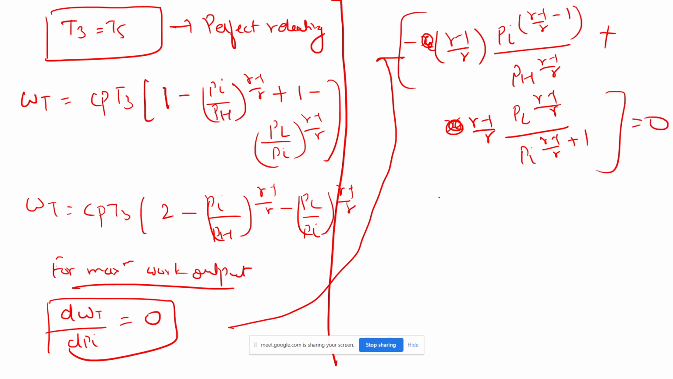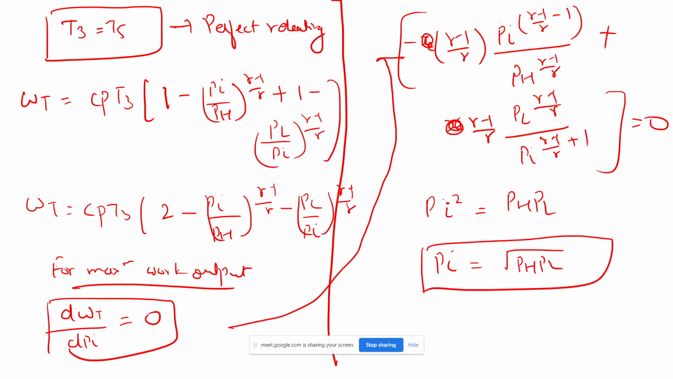Ultimately, when we arrange all things, we get P intermediate squared equals P higher times P lower. So P intermediate is equal to the square root of P higher into P lower. This will be the end result. I am not simplifying that; you can do it. So this will be the condition for intermediate pressure for maximum work output.